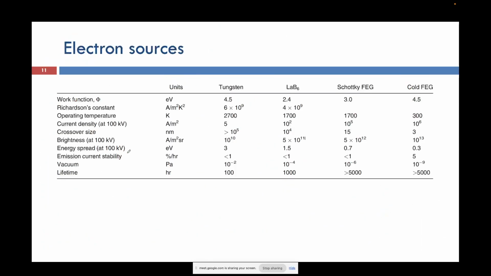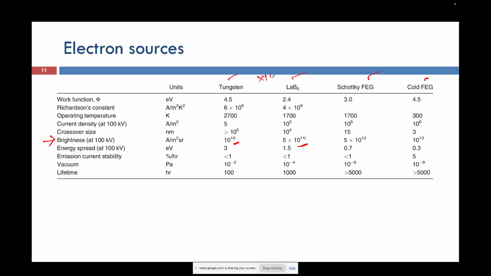This is one of the slides I am skipping. I'll come back to the previous slide next. Here you can see the different types: tungsten, LaB6, Schottky and cold FEG. How do we differentiate between these different kinds of electron sources? One of the main things we consider here is this column, brightness. Tungsten is in the order of 10 to the power 10, LaB6 in the order of 10 to the power 11.